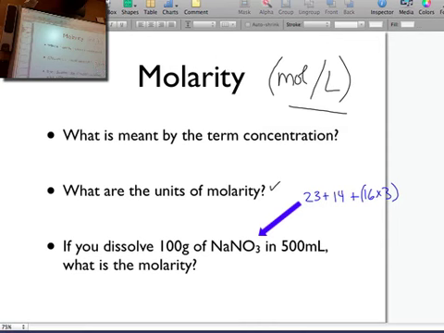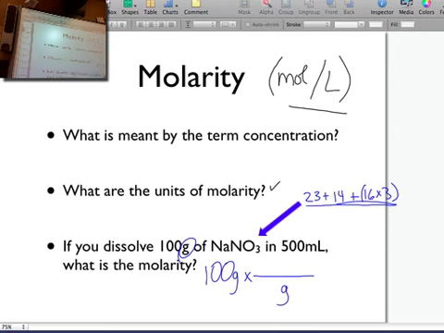So if we have 100 grams of sodium nitrate in 500 milliliters, what's the molarity? First of all, what are the units of molarity again? Moles per liter. Okay, so we're trying to get to moles per liter. So when we see grams, this is what we've been working on. When we see grams, what do we have to do? Convert it to moles. Alright, I can do that pretty quick because I've got 100 grams. Should I put grams on top or bottom? Bottom.